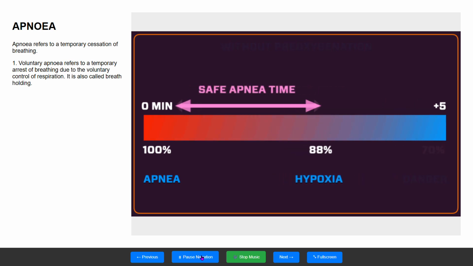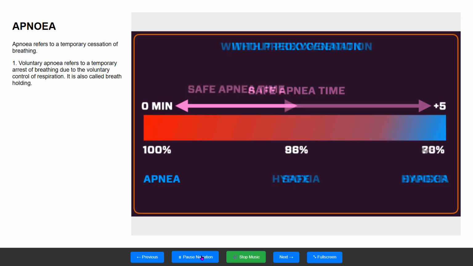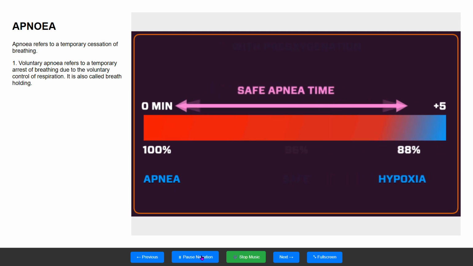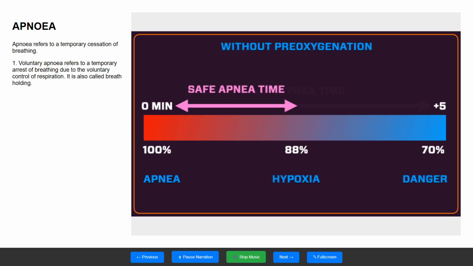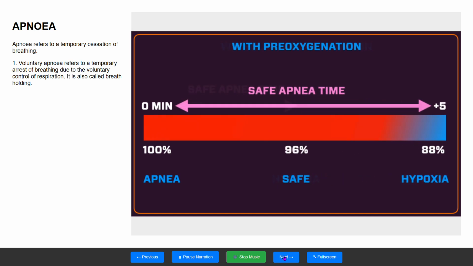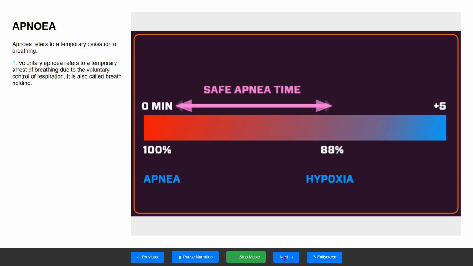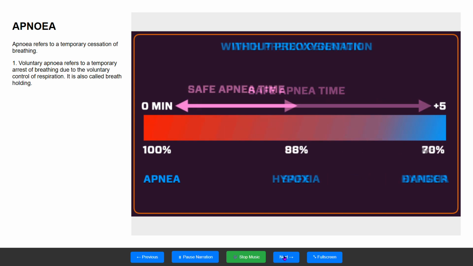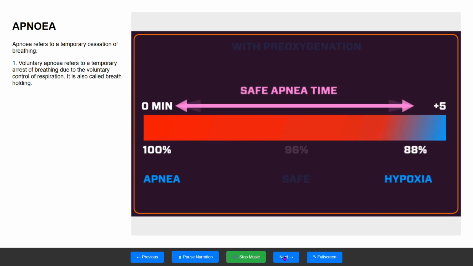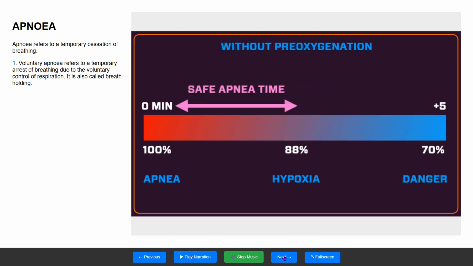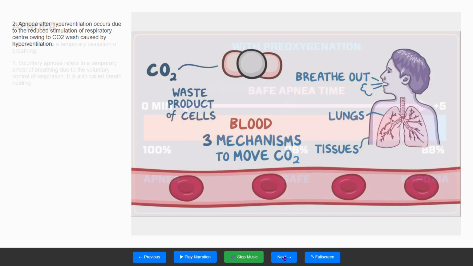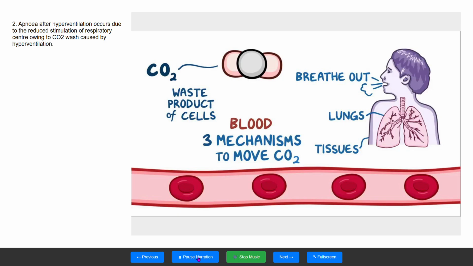Apnoea refers to a temporary cessation of breathing. Depending upon the cause, apnoea may be of following types. 1. Voluntary apnoea refers to a temporary arrest of breathing due to the voluntary control of respiration. It is also called breath holding. 2. Apnoea after hyperventilation occurs due to the reduced stimulation of respiratory center owing to CO2 wash caused by hyperventilation.